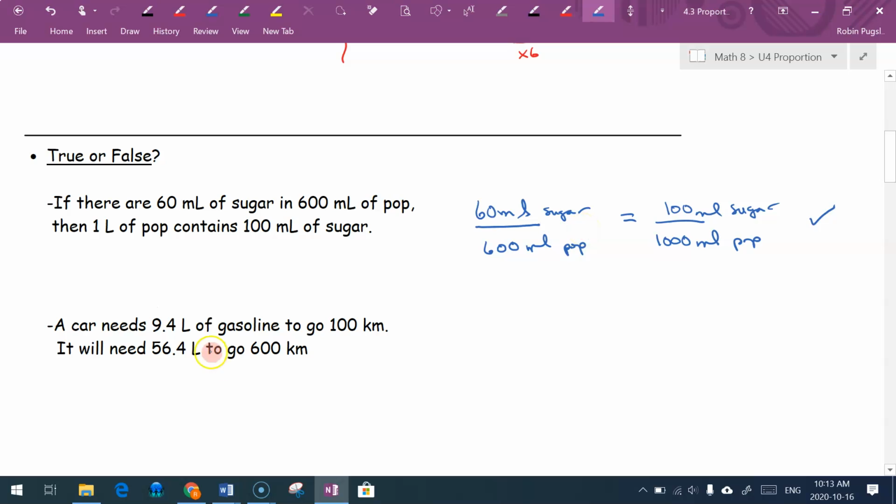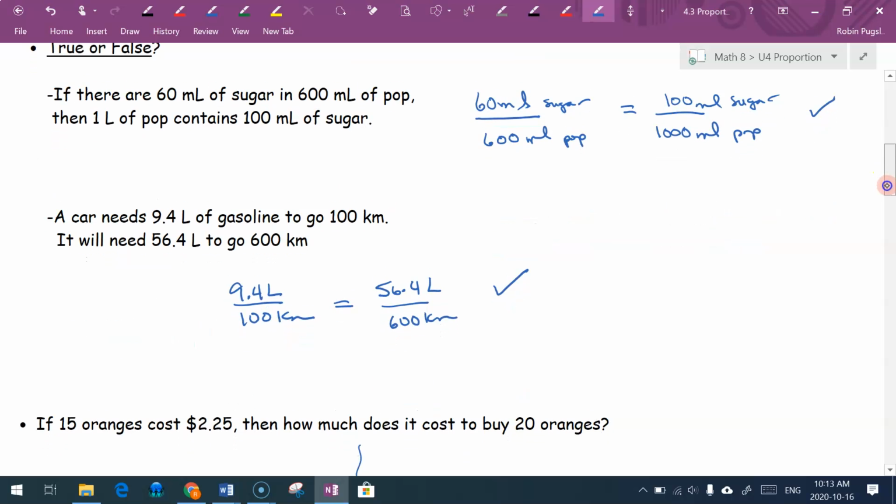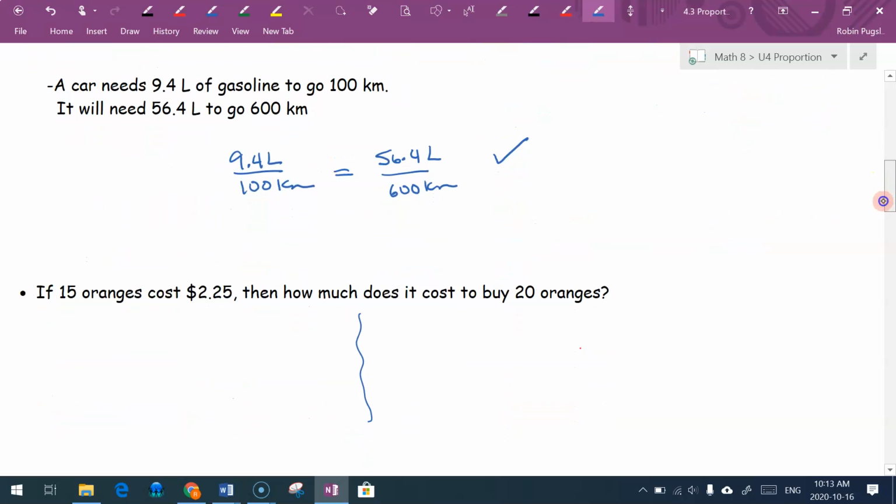A car needs 9.4 liters to go 100 kilometers. So this is its fuel efficiency. It will need 56.4 liters to go 600 kilometers. Is this true or is it not true? Well, how am I getting from 100 to 600? Oh, that's simple. I'm just timesing by 6. So I take my 9.4, multiply by 6, and yes, it does end up being true as well. So we can make equivalent ratios or rates.